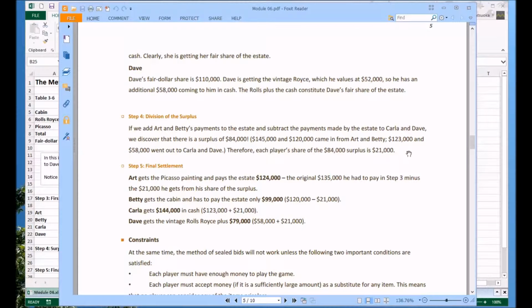That's what I did in step 4 here. So what will be the final settlement? Here's a summary. How do you get those numbers? Let's look at the calculations.